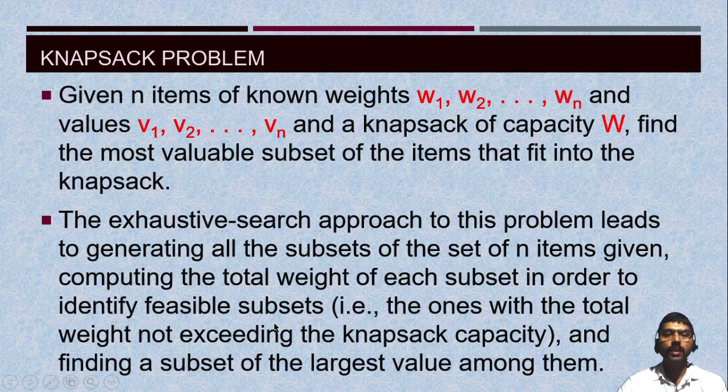The weights of those subsets are calculated here. After that, we have to total the weights of each subset. We have to identify each subset's total weight. Then we have to find the subset which has the largest value. The value should be very large, but the total weight should be less than the knapsack capacity. Such an element I have to identify. That is called the knapsack problem.